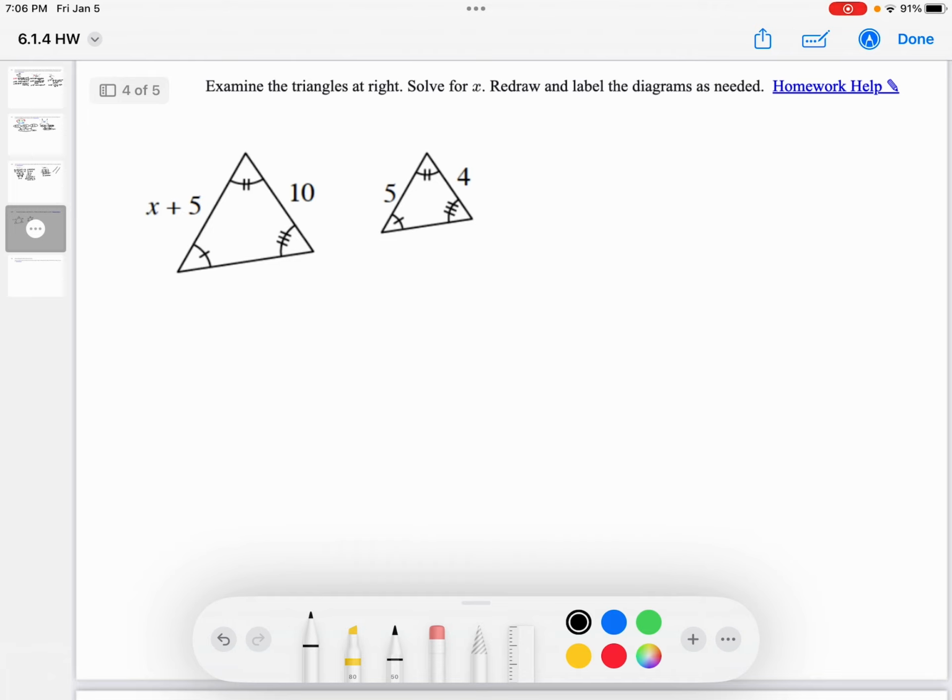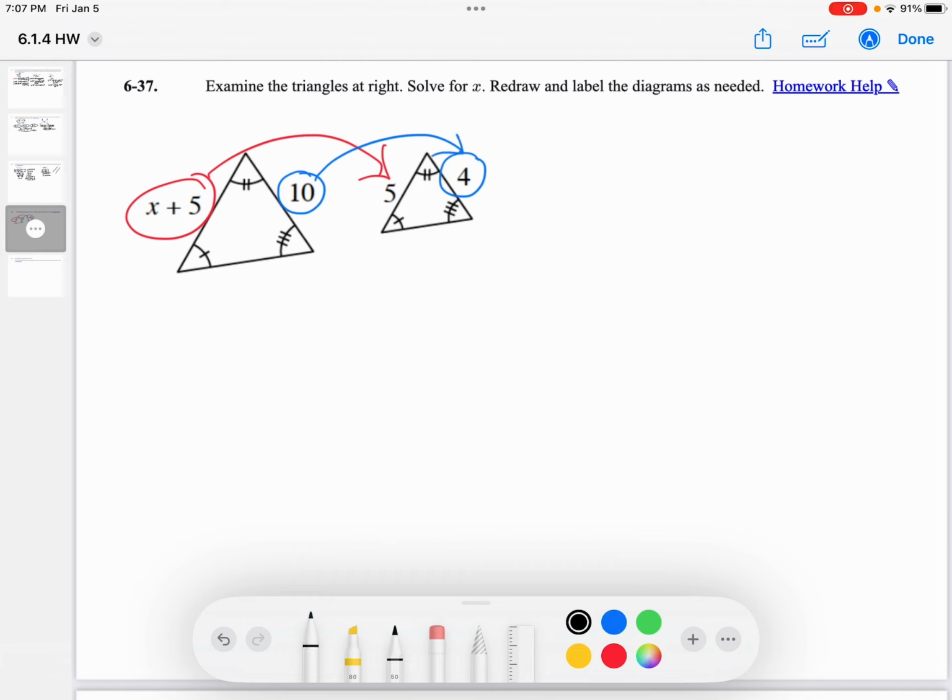All right, problem 637. Examine the triangles at right, but here they are below. Solve for x. Redraw and label the diagrams as needed. Okay, so if we just orient ourselves, this matches that, this matches that, and this matches that. So this side corresponds to 5, and this side corresponds to 4.